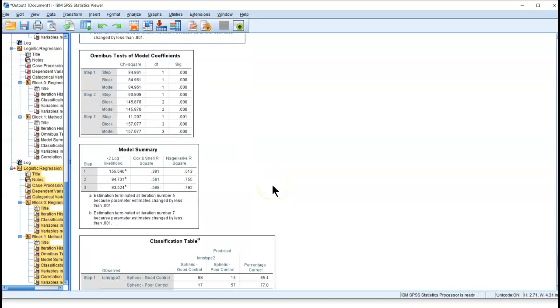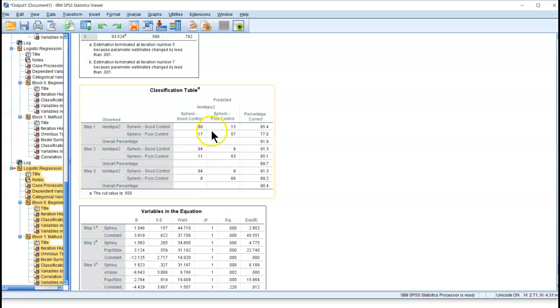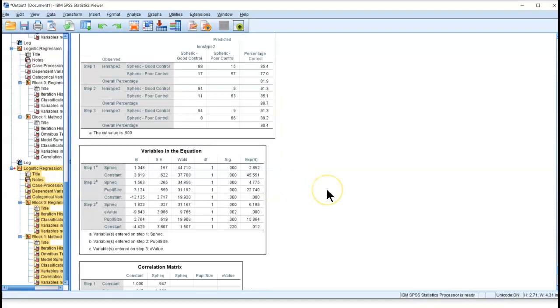Our R-squareds over step 1. When you add spherical equivalent, you're at 0.381 versus 0.513 R-squared. You go up more on the next one and a little bit more on the third one. In the classification table, we missed 32, then we missed 20, and then we missed 17. So adding that last one gave us 3 more people that we could correctly classify as good or bad after 5 years.